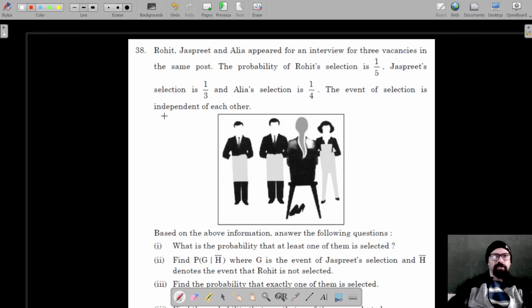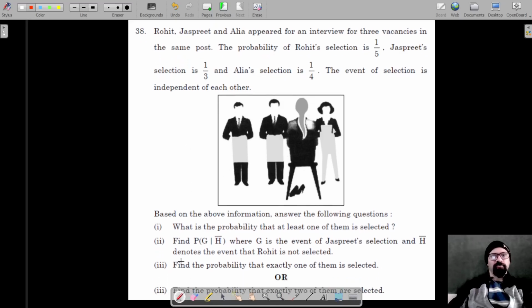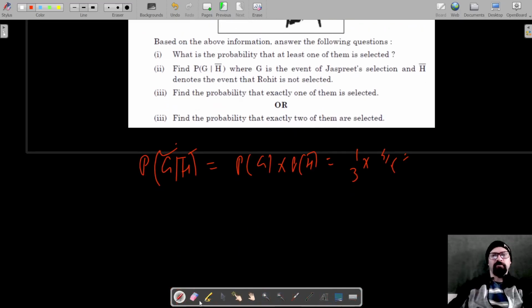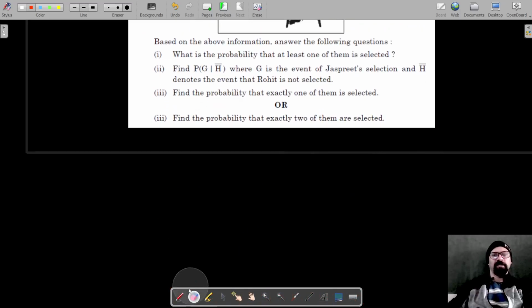For question number 38, it's given that Rohit, Jaspreet, and Alia appeared for an interview for 3 vacancies in the same post. One has to be selected. The probability of Rohit's selection is 1 by 5, Jaspreet's is 1 by 3, Alia's is 1 by 4, and the events are independent of each other. So what is the probability that at least one of them is selected?